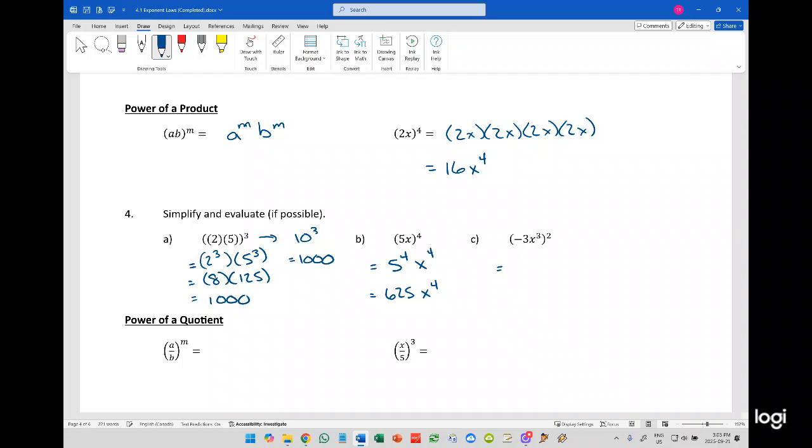And on this one, the negative 3 gets the square, and the x cubed also gets the square. Negative 3 squared is 9, and x cubed squared is power of a power, so that's going to be x to the 6.